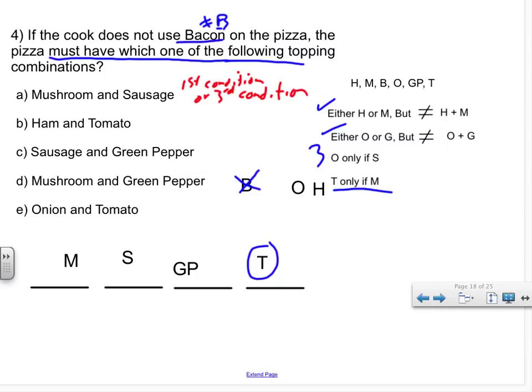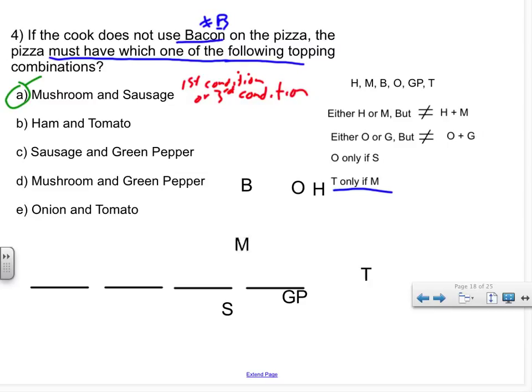So A is actually the correct response. Just for argument's sake, let's try the other ones quickly. Ham and tomato. So I'll clear off my diagram. Let's put ham and tomato up with bacon, and let's keep bacon crossed out so we're not tempted to use it. And let's try and make a pizza without ham and tomato.